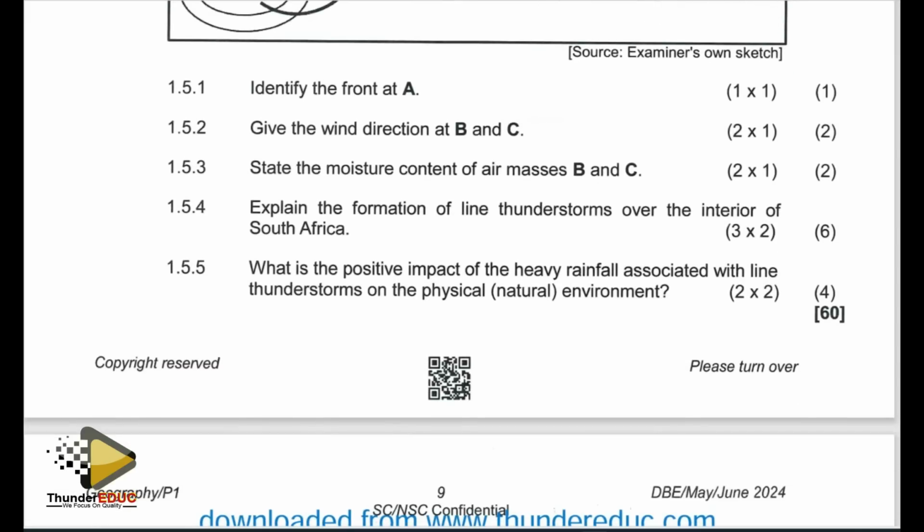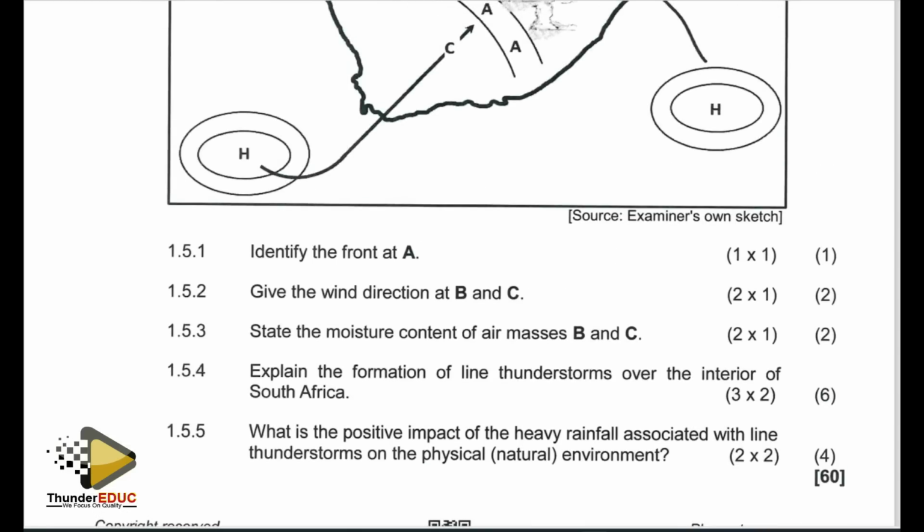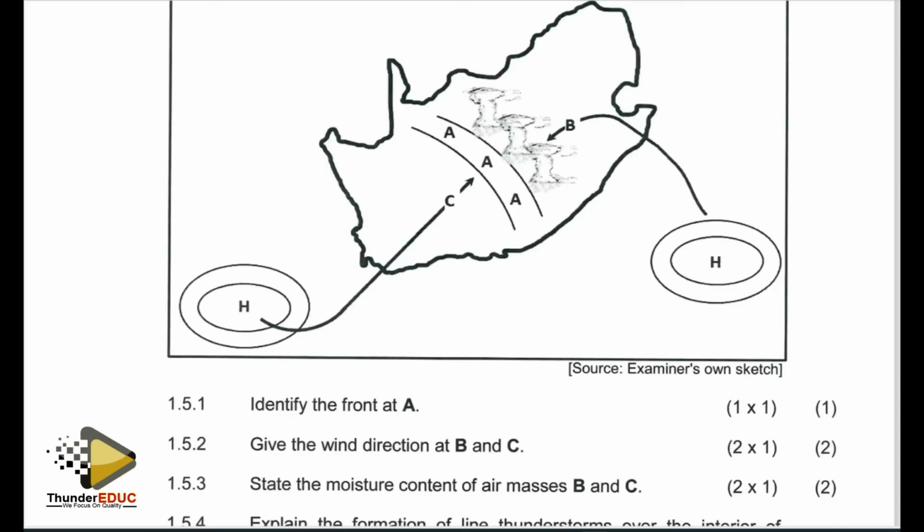Right, explain the formation of line thunderstorms over the interior of South Africa. We'll try just to summarize how the moisture front forms. The basic instance is that the high pressure cell over the eastern part, which is the South Indian, feeds in warm and moist air, and the high pressure cell over the Atlantic Ocean, the South Atlantic, also feeds in cold and dry air.